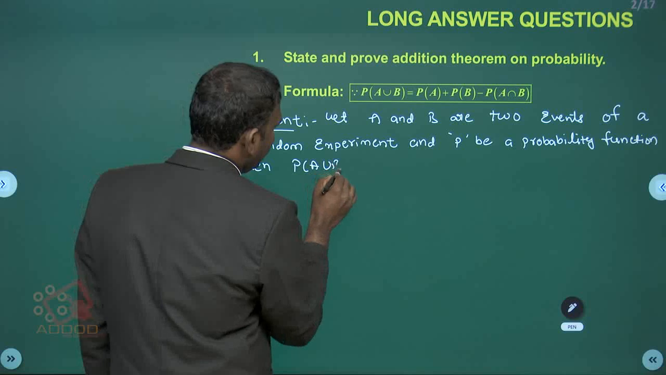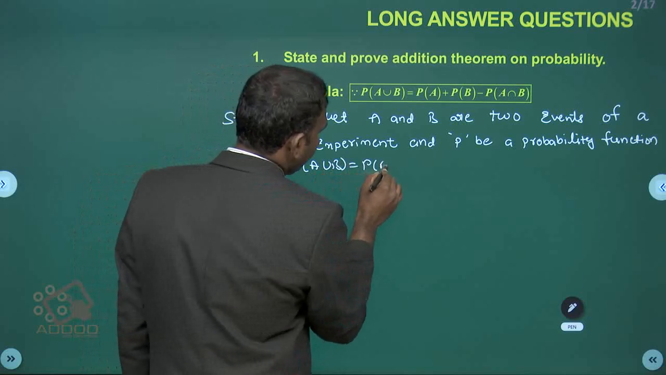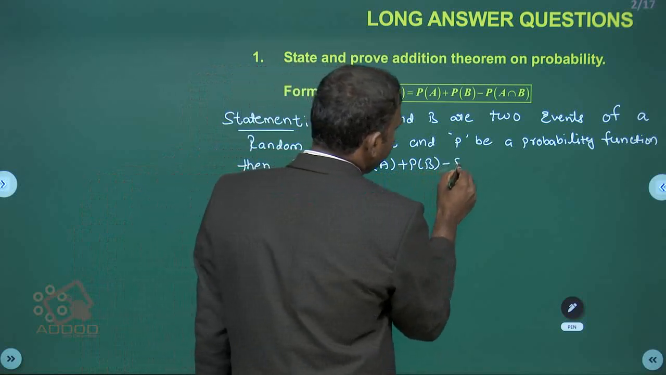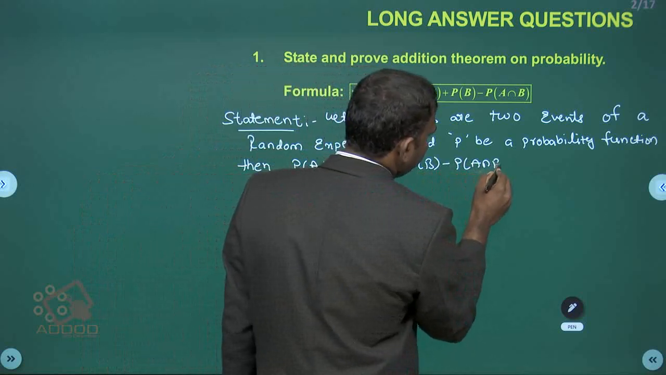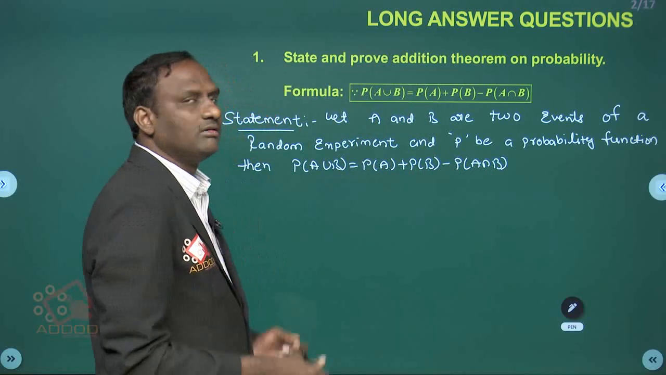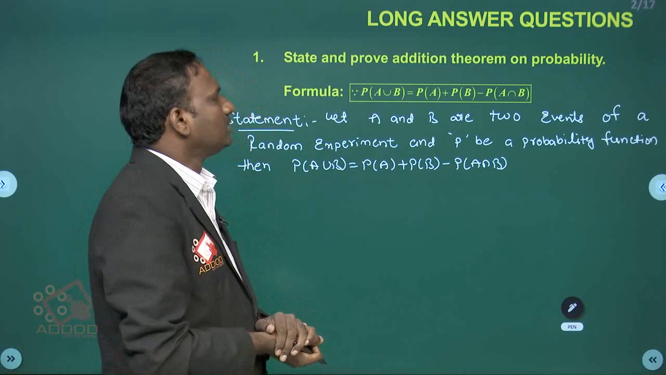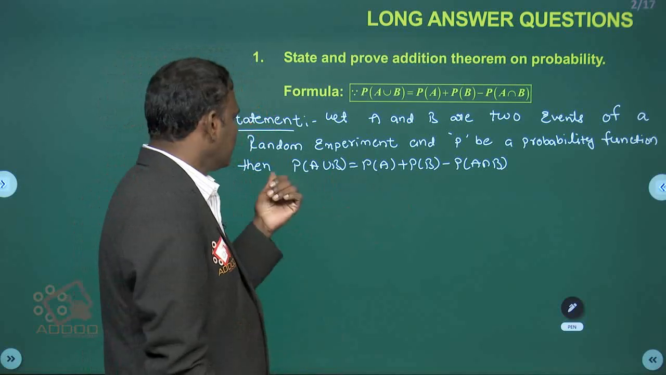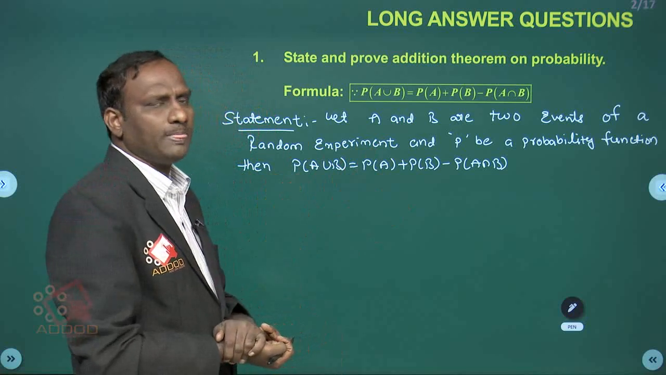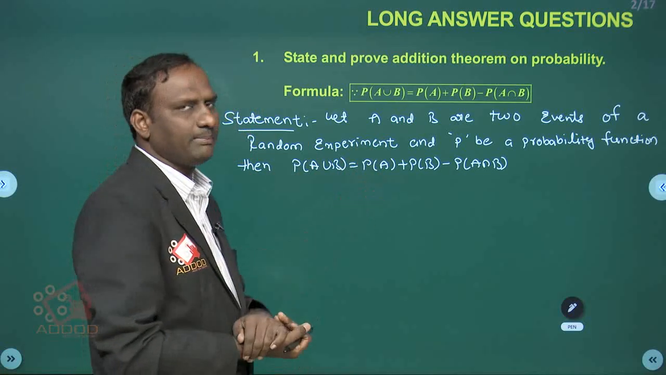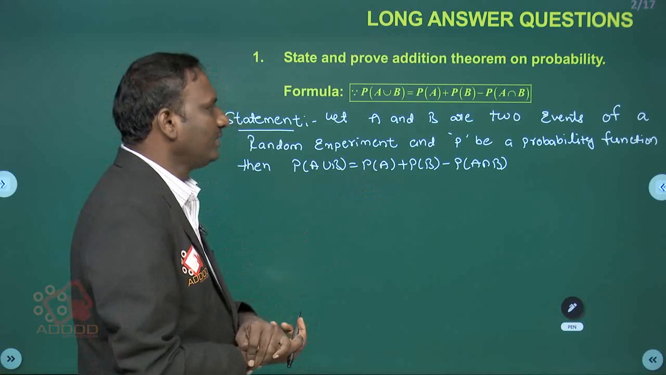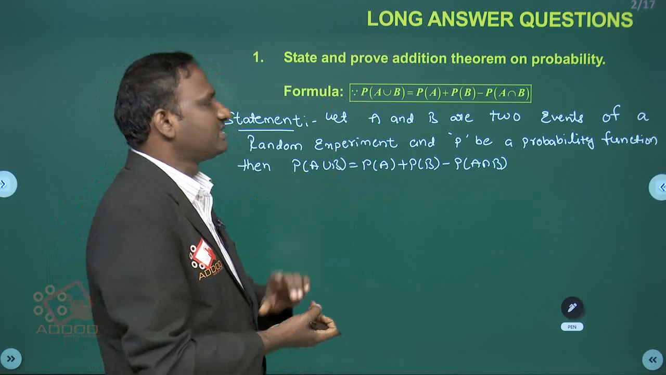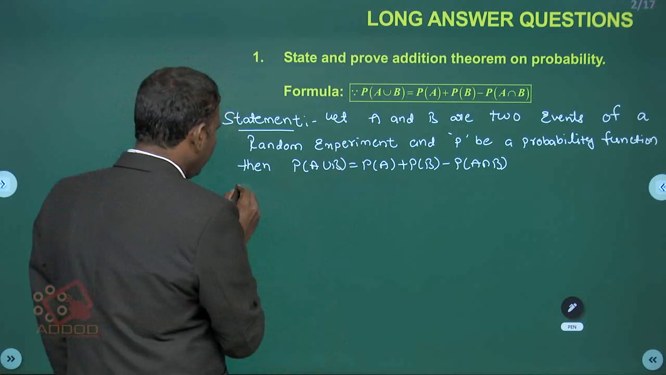the statement: P of A union B is equal to P of A plus P of B minus P of A intersection B. This is the statement. Let A and B be two events of a random experiment and P be a probability distributive function. Then we need to prove P of A union B is equal to P of A plus P of B minus P of A intersection B. This is the statement about the addition theorem. So, coming to the proof.